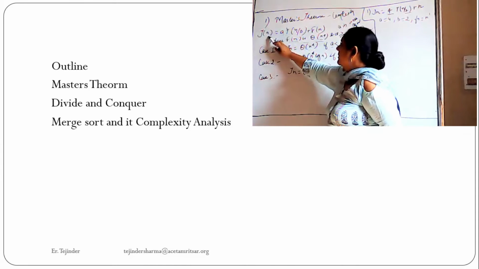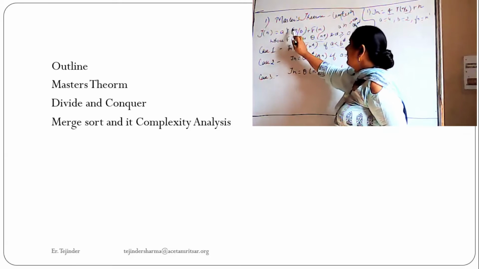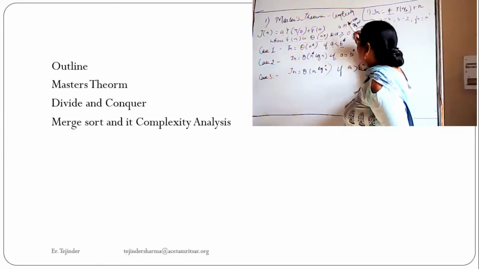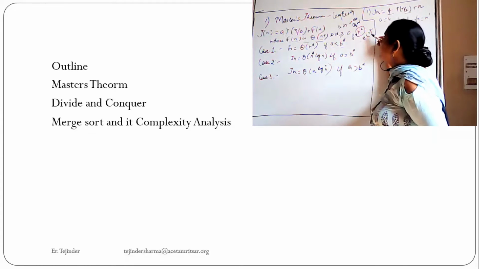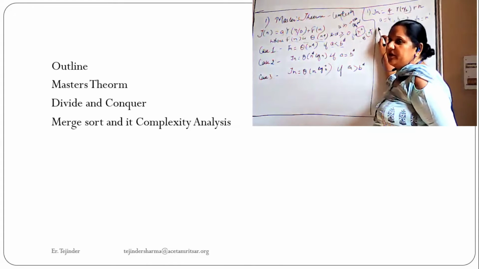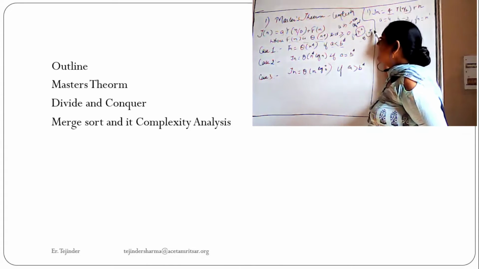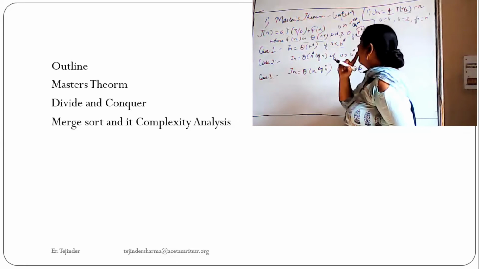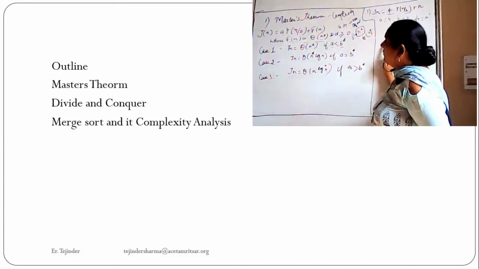So this is T(n) is equal to a T(n/b) plus f(n). Master's theorem is used to analyze the time complexity of any given equation which we will be deriving. Fine. And we will be seeing the constants there, a and b, and we will be solving if it is applicable to them.